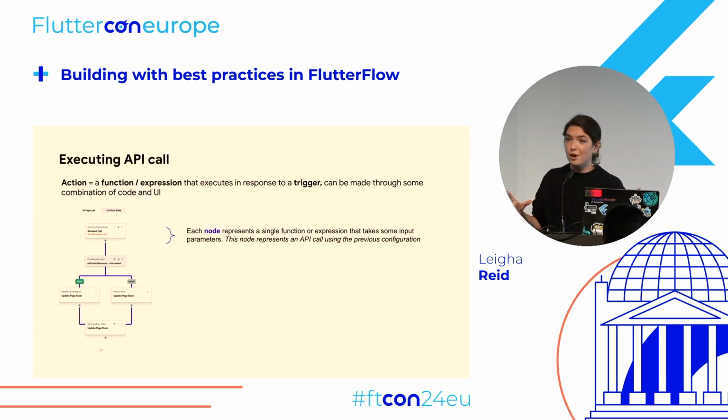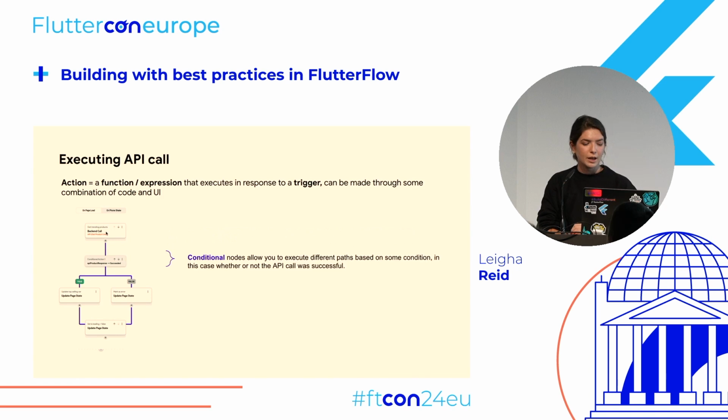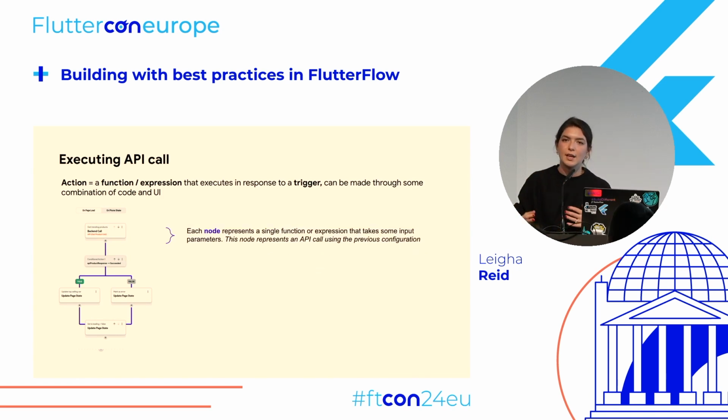Then I can add different nodes into this graph. And there's lots of options. There are actual functions and expressions that you can run. And there are also helper nodes, like run something in parallel, run a conditional statement, run a loop, all that kind of stuff. In this case, I am just using a node that makes that API call that I created before. And when I configure that, I can also pass in any input parameters.